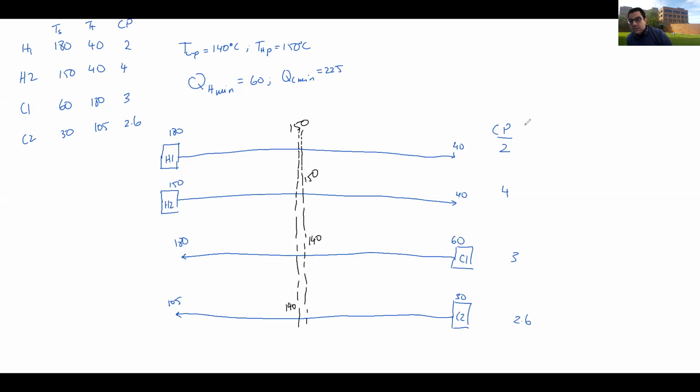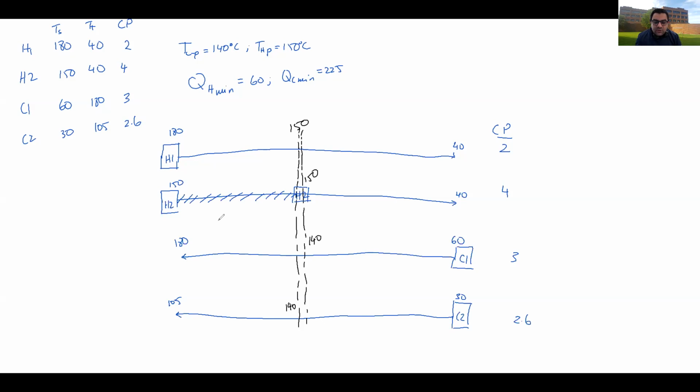Once I do this, now I'm going to readjust my streams to match this pinch point. So let me have a look here. 180 to 150, 150 to 40, that's fine. 150 to 40, 150 to 150, 150 to 40. So actually H2 does not exist above the pinch, right? So H2 actually starts here. This is where H2 starts. So there is no H2 above the pinch. I don't need to worry about it.